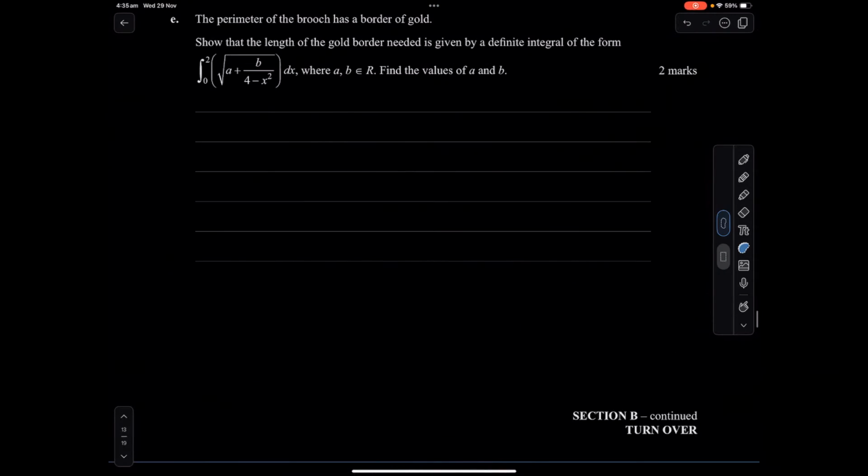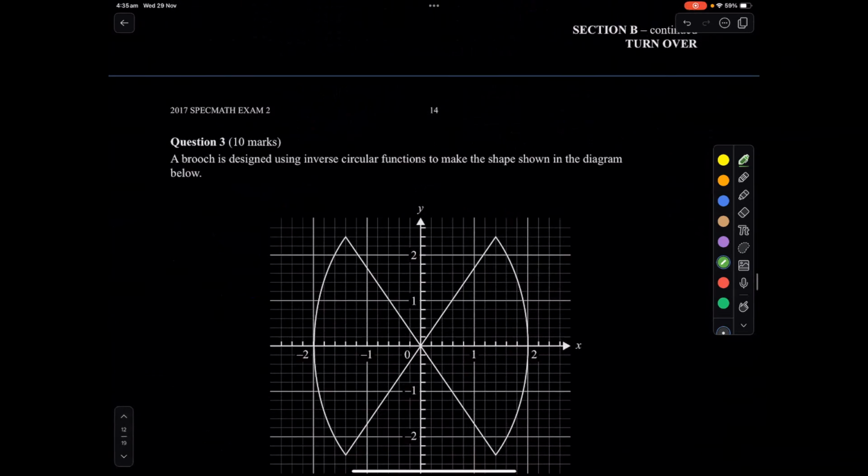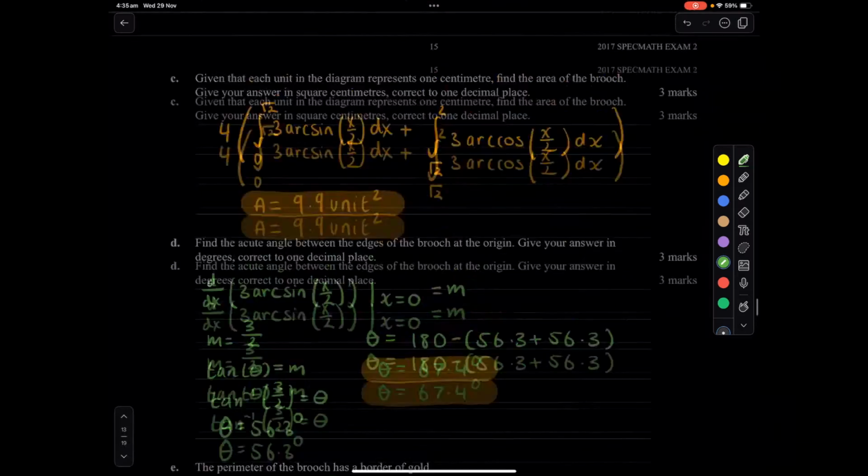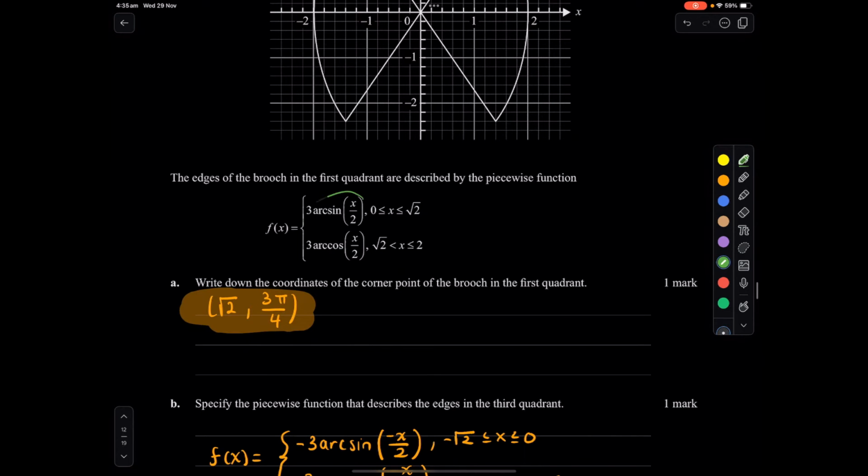So we know arc length. Arc length will be the integral. Let's do the first one, from 0 to root 2. We know the form is 1 plus f dash of x squared. That's the form actually that's written. But our f dash in this case, let's use our calculator, our f dash will be 3 arc sine of x over 2.